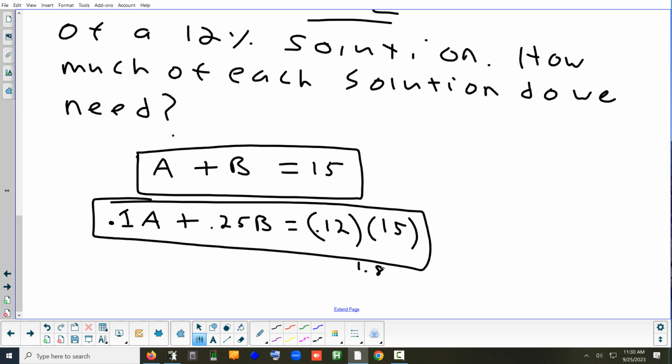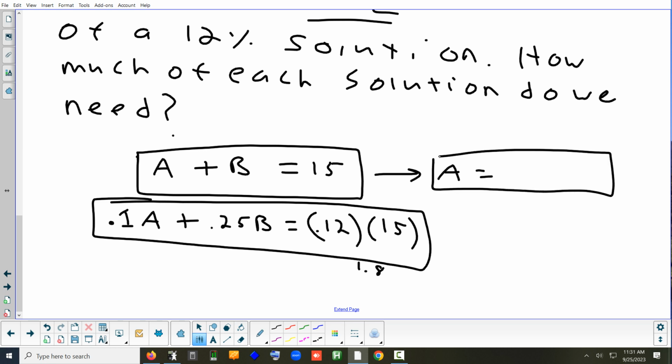I would say variable A you'd want to isolate, because that's the one that's going to have to move through. Okay, yeah, it doesn't matter. You could do either one. It's going to be pretty much the same steps. What do you get in that top equation if you isolate A? 15 minus B.